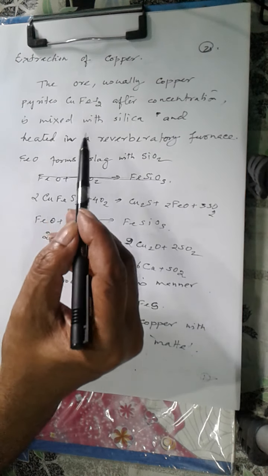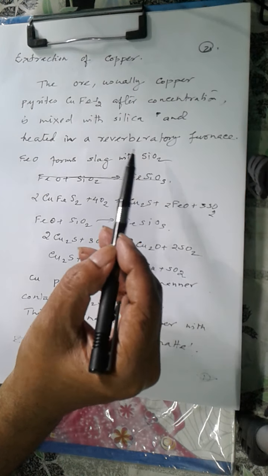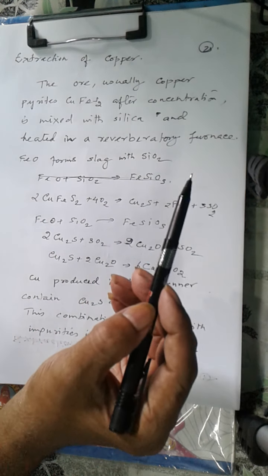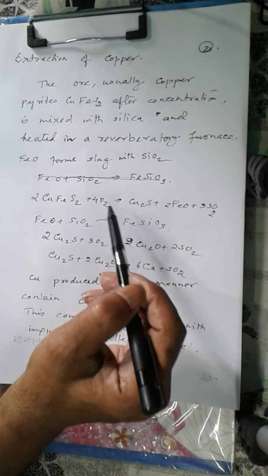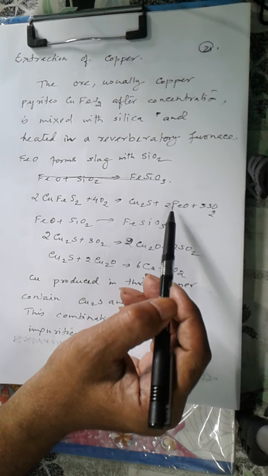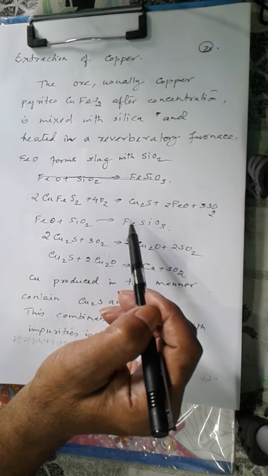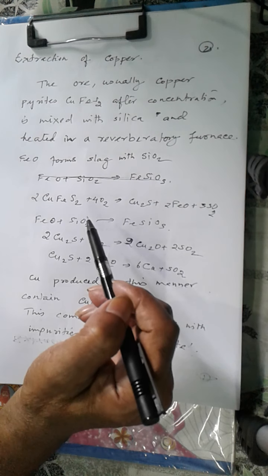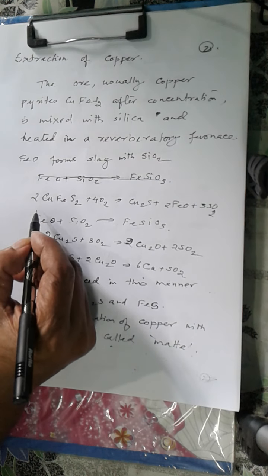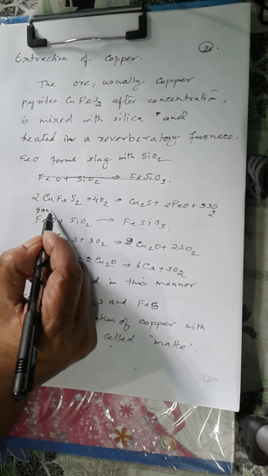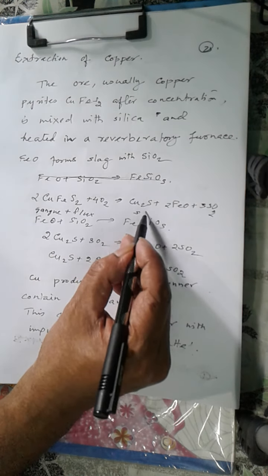Now ferrous oxide formed will react with the silicon dioxide forming slag. Ferrous oxide may be formed during roasting, and again the ore itself will react with the air, producing copper sulfide, ferrous oxide and sulfur dioxide. Now that ferrous oxide combines with the silica, producing ferrosilicate. Here ferrous oxide is a basic oxide, so it is the gangue, and silicon dioxide is the flux, and this is the slag.